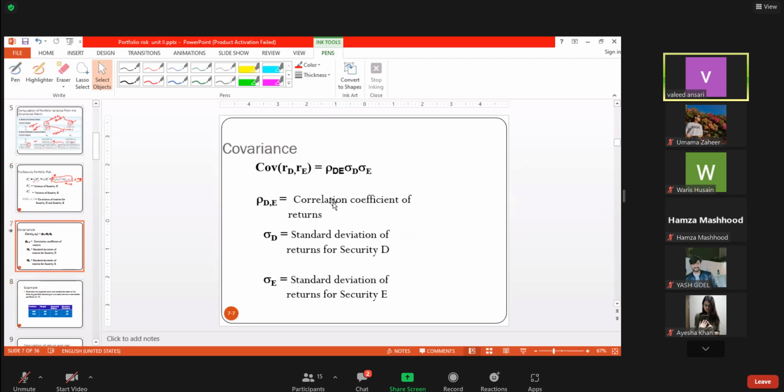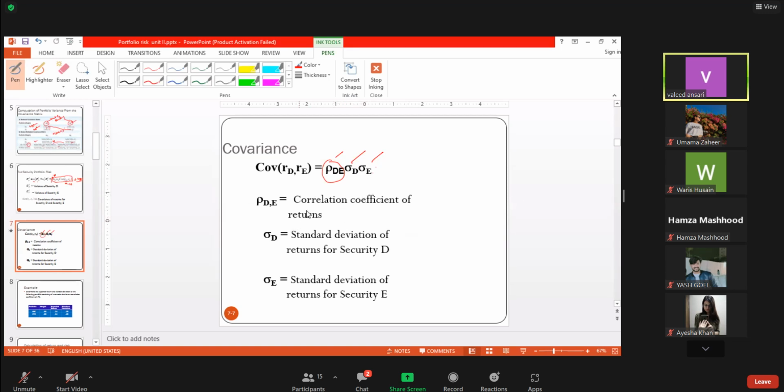the rho. This is the correlation coefficient, multiplied by the risk of security D, that is the standard deviation, and the standard deviation of security E. So it is the product of these. So either way we can calculate.